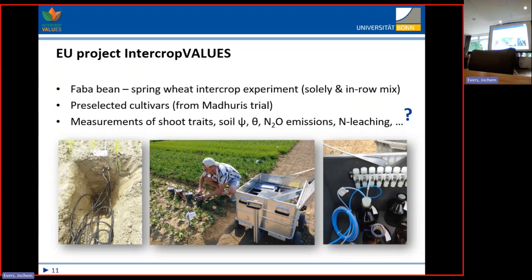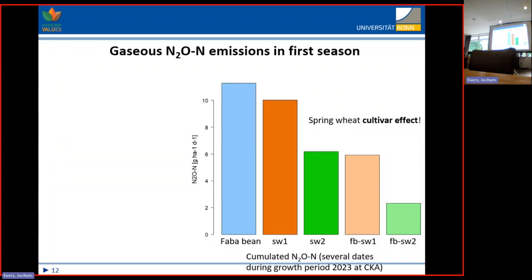So I'm not saying that this is representative, mainly because all of you were wrong. So it could also be that in the end it's different, right? It's just the very first season that you see here. And emissions were highest in the faba bean. And then you have here the spring wheat cultivar 1 and spring wheat cultivar 2 sole cropping, and this is the mixture. So you had the lowest emissions in the mixture. But again, I don't want to generalize that.